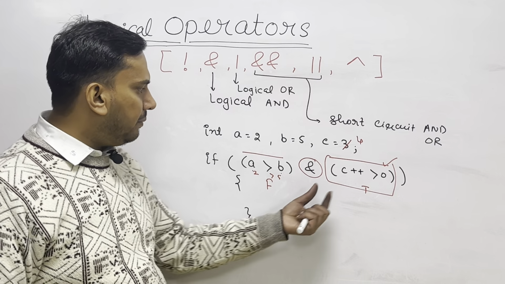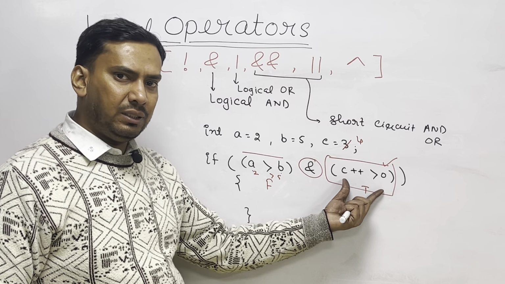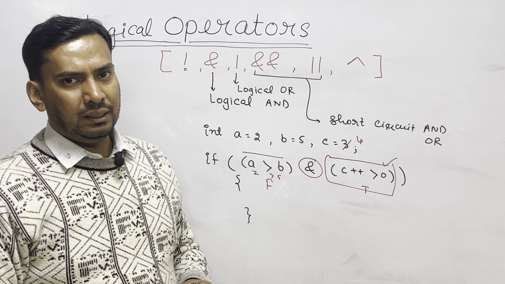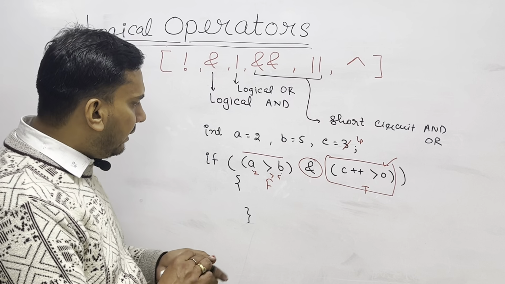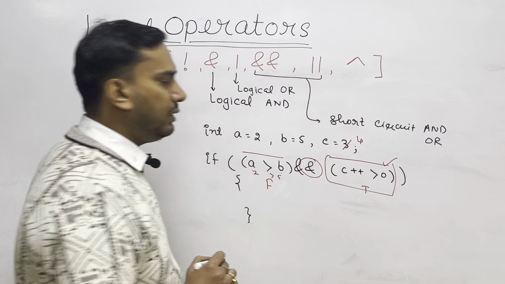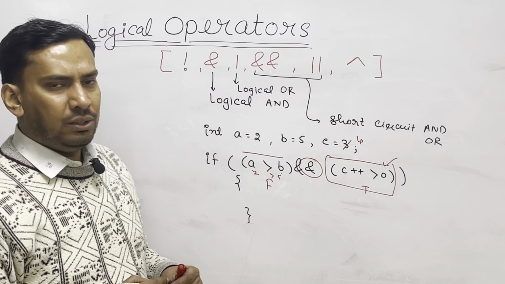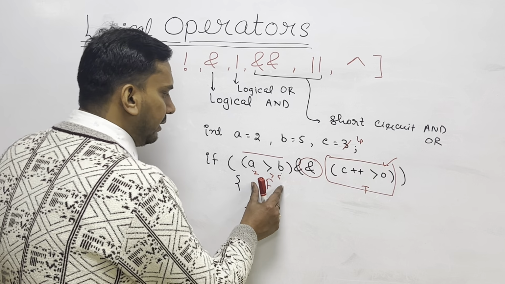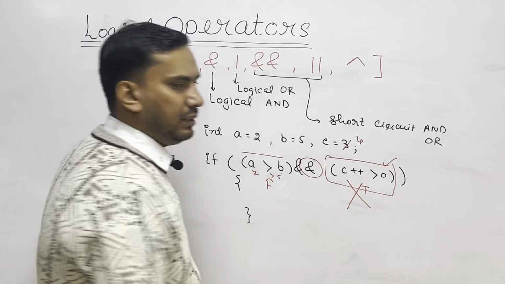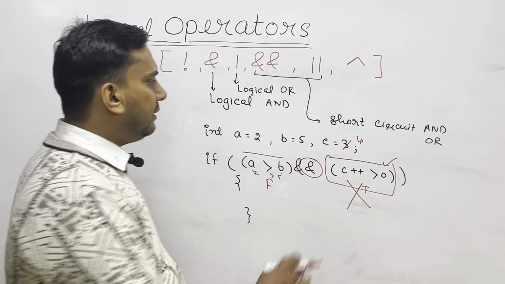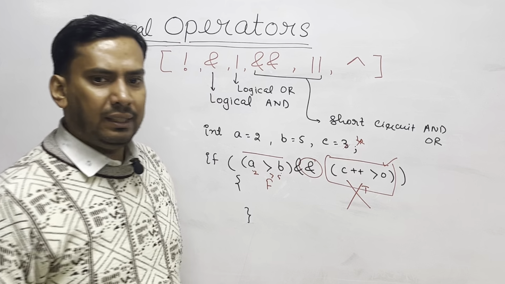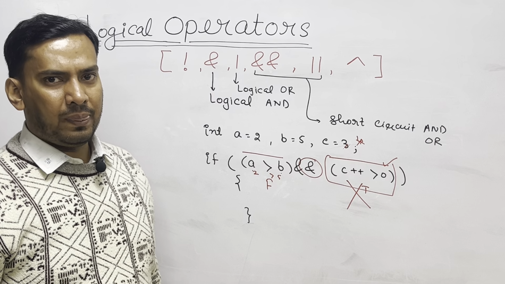But the problem here is that this expression got executed and the value of C got incremented. On the other hand, if I had used this short circuit AND operator, what will happen? This will return false, so this expression will not be executed, and hence this value will not be updated and you will retain the value of C as 3.